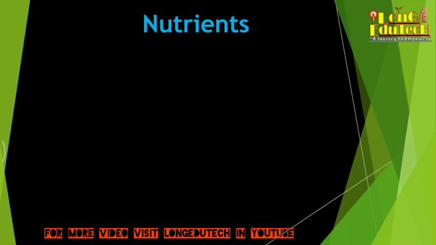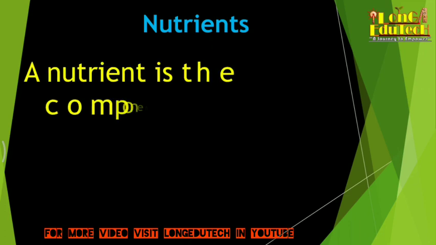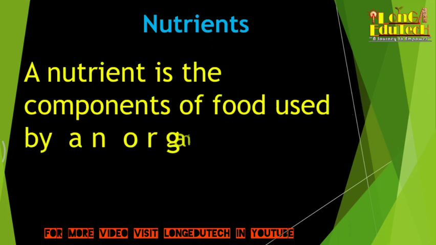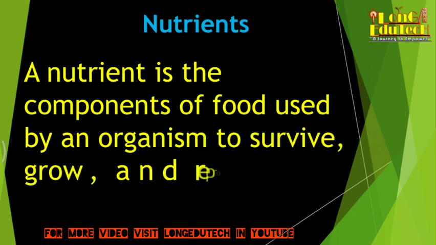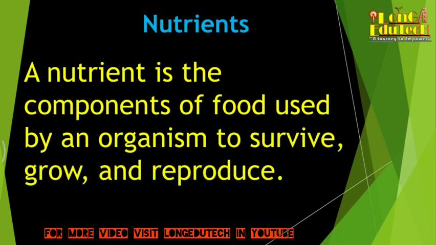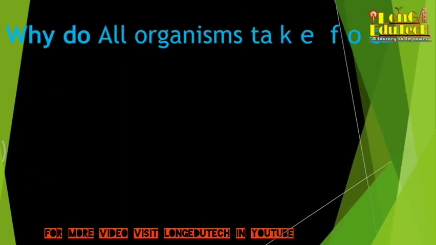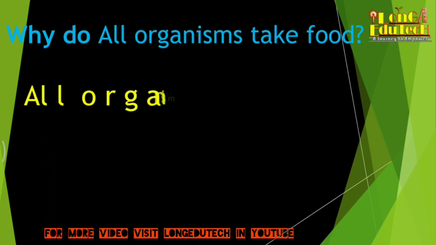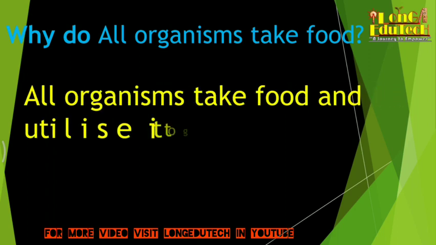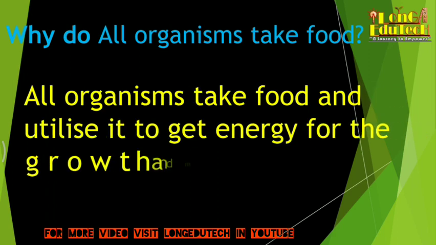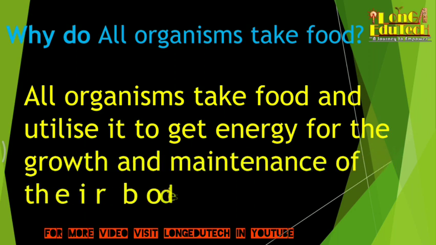What are nutrients? A nutrient is a component of food used by an organism to survive, grow, and reproduce. And why do all organisms take food? This is a very interesting question, isn't it? All organisms take food and utilize it to get energy for the growth and maintenance of their bodies.